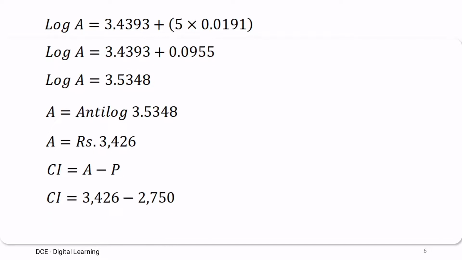Now, compound interest equals A minus P. So, A is 3426 minus principal 2750. Compound interest is rupees 676.